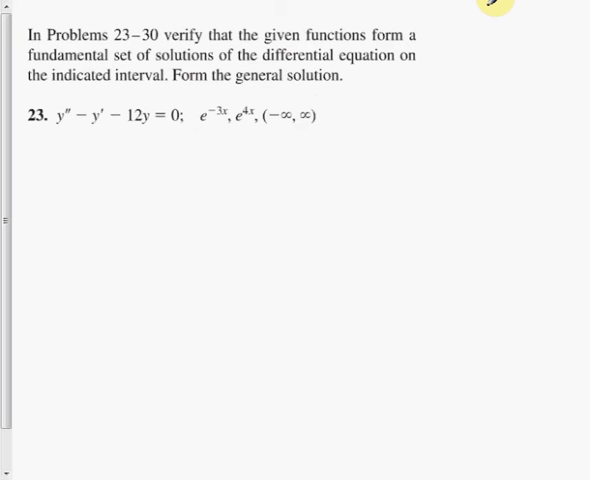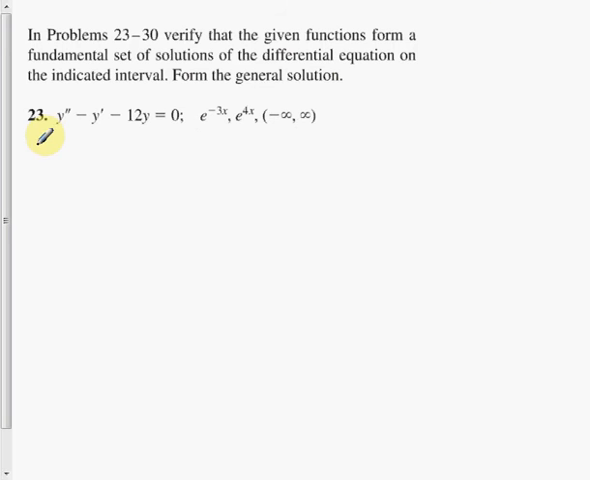What's the principle called? Superposition principle. That's how we form the general solution.